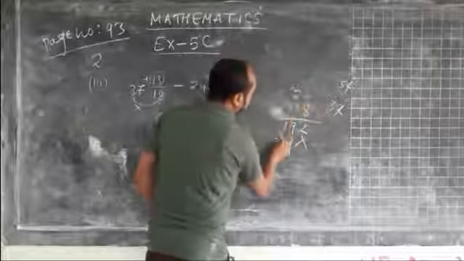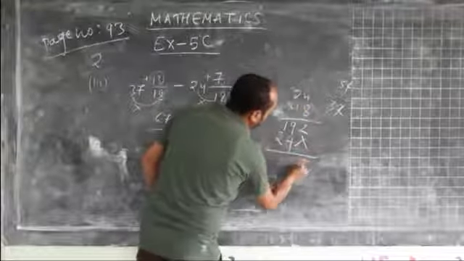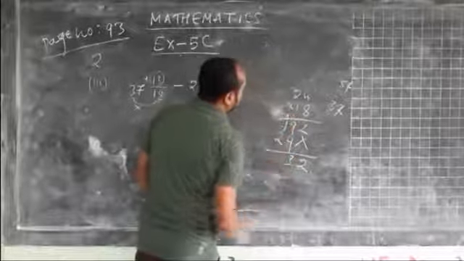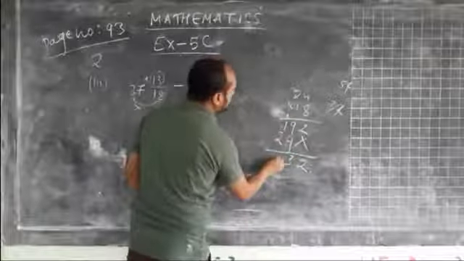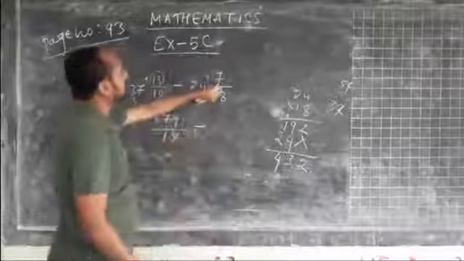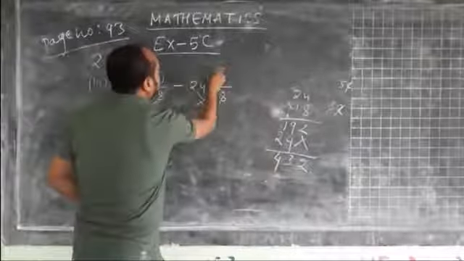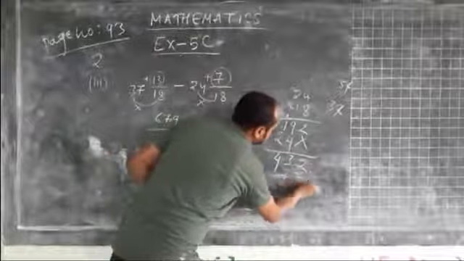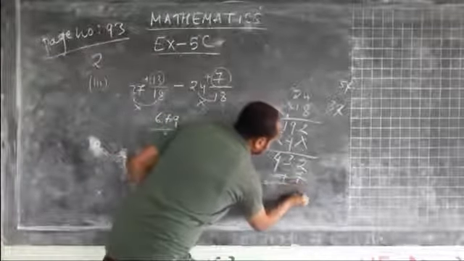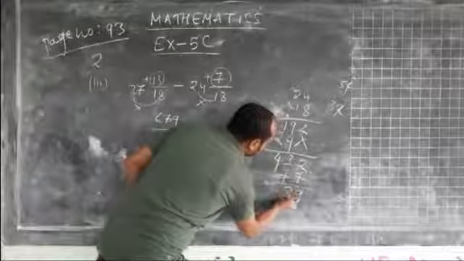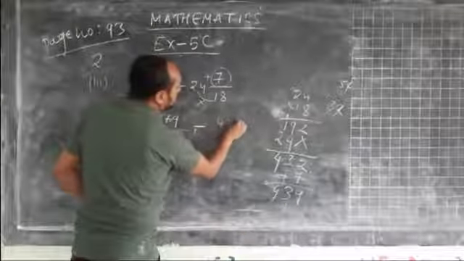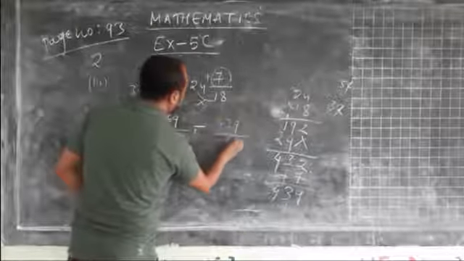1 2 2. Now add: 2, 9 plus 4 is 13, 3 carry 1. So 1 plus 1 is 2, plus 2 is 4. 432 plus whatever we have in the numerator, that is 7. We have to add plus 7. So here 7 plus 2 is 9, here 3, here 4. So we will get 439 by 18.